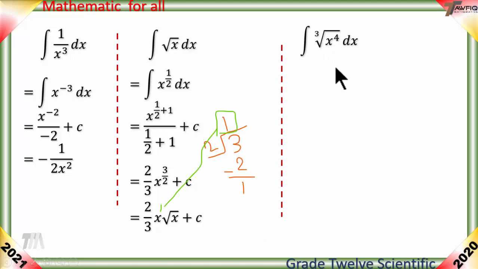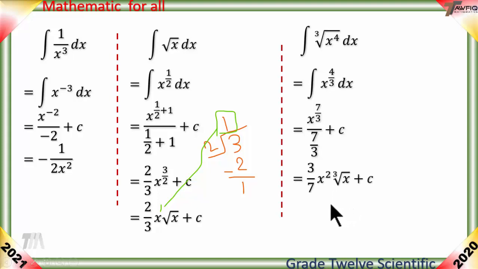Integral of cube root of x to the power 4 dx. Converting it to a power, it becomes x to the power 4 over 3, and now integrating by adding 1 and dividing by the new power, it becomes x to the power 7 over 3 over 7 over 3, because when we add 1 to any fraction, we make the summation between the numerator and denominator. 4 plus 3 is 7 over the denominator. Simplifying this one, it becomes 3 over 7 x squared cube root of x.